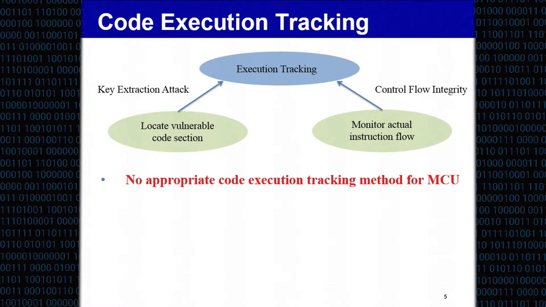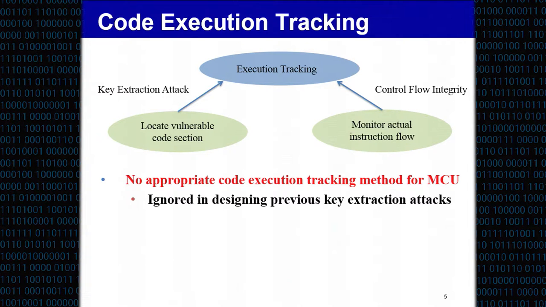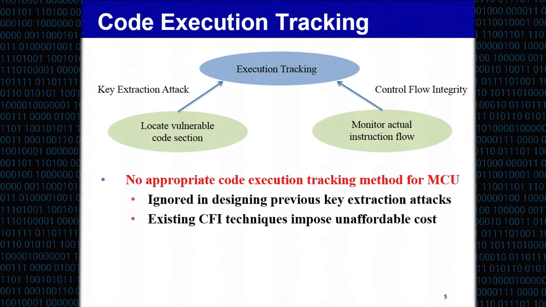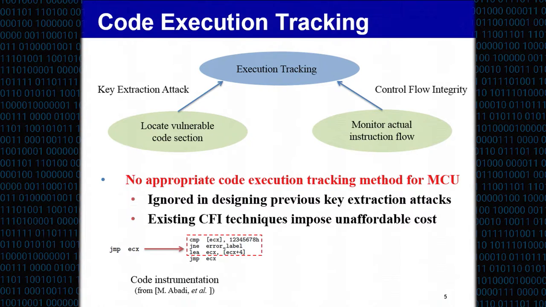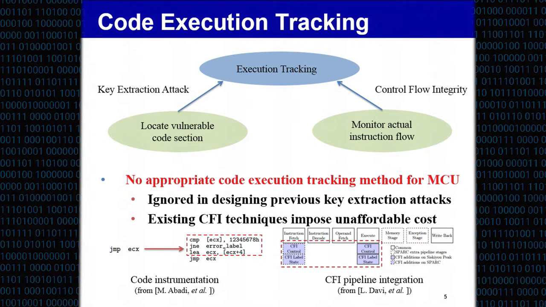However, we found there is no appropriate code execution tracking method for MCUs. On the one hand, how to locate the vulnerable code section is usually ignored during the design of previous methods. And for MCUs, existing CFI techniques usually impose an unaffordable cost to track the execution. For example, some CFI techniques use additional code to monitor the control transfer, and some use a dedicated hardware module and special instruction tags to track the execution. Because embedded systems and MCUs usually have limited resources, either software modification or hardware modification would introduce non-trivial overhead. Especially, there are many legacy systems that you can't modify.